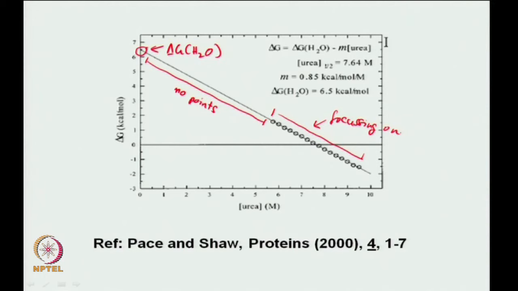This is what you are focusing on, and the rest you are just extrapolating. So now you understand what this linear extrapolation is all about. You get delta G over a very small range of denaturant concentrations, and then, assuming that linear dependence, you extrapolate it to your y intercept, and you get the value of delta G H2O, which otherwise would have been very difficult for you to get.